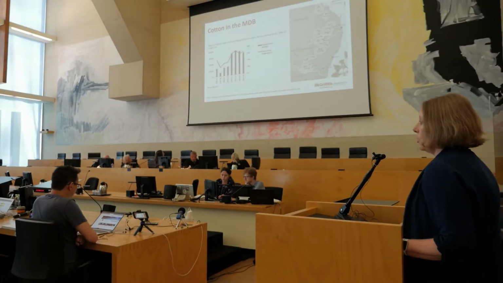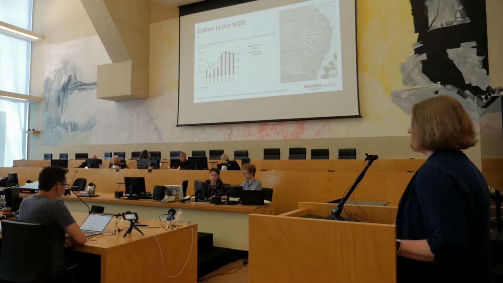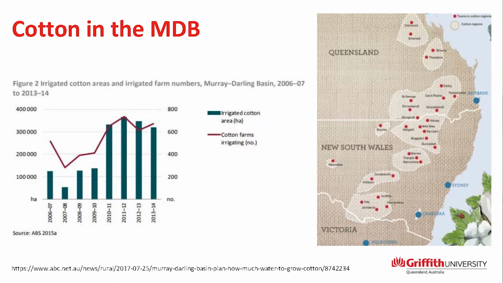Cotton, as we know, has really taken off since the 1980s, but that graph really just shows how much it has increased even into the late 2000s. Just the irrigated area in hectares and the number of farms irrigating cotton. And on the map on the side, you'll see the locations of the cotton growing areas. They're in the lowland parts and on the floodplain parts of the river. And just keep an eye on that because the next slide I'm going to show has got the actual natural swamps and wetlands.